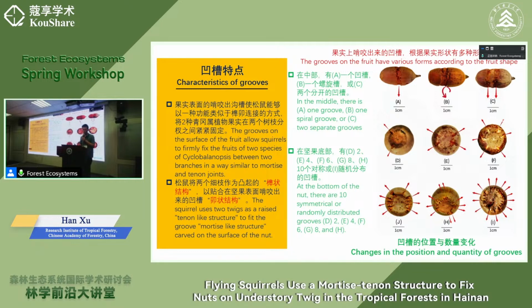And the grooves on the surface of the fruit allow the squirrels to firmly fix the fruits of these two species of Cyclonopsis, in a way similar to the Maltese and tendon joints. This is a typical architecture in China. The squirrel used these two twigs as a raised tendon-like structure to fix the groove, the Maltese-like structure covered on the surface of the nuts. So the squirrels can cover the grooves on the fruit in various forms according to the fruit shape.